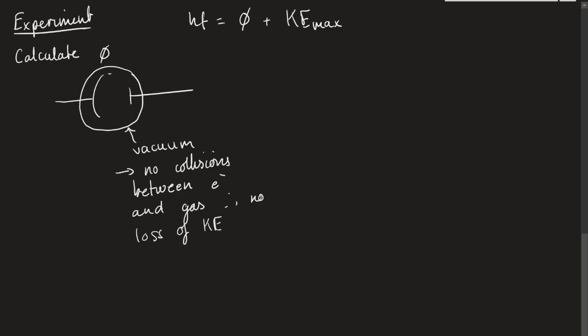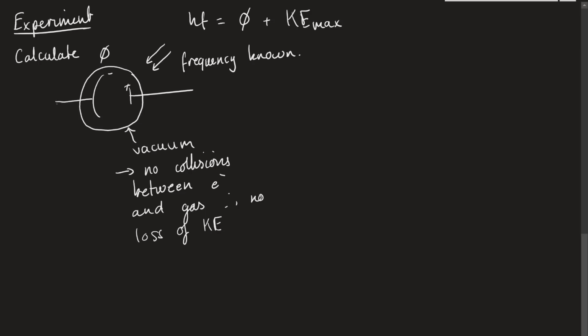This is our cathode, which is negatively charged. This is our anode, which is positively charged. We're going to shine some light, and we know the frequency of this light. The frequency is known to us. We choose what that frequency is, and we'll choose different frequencies so that we can see how things change. So we can alter the frequency.